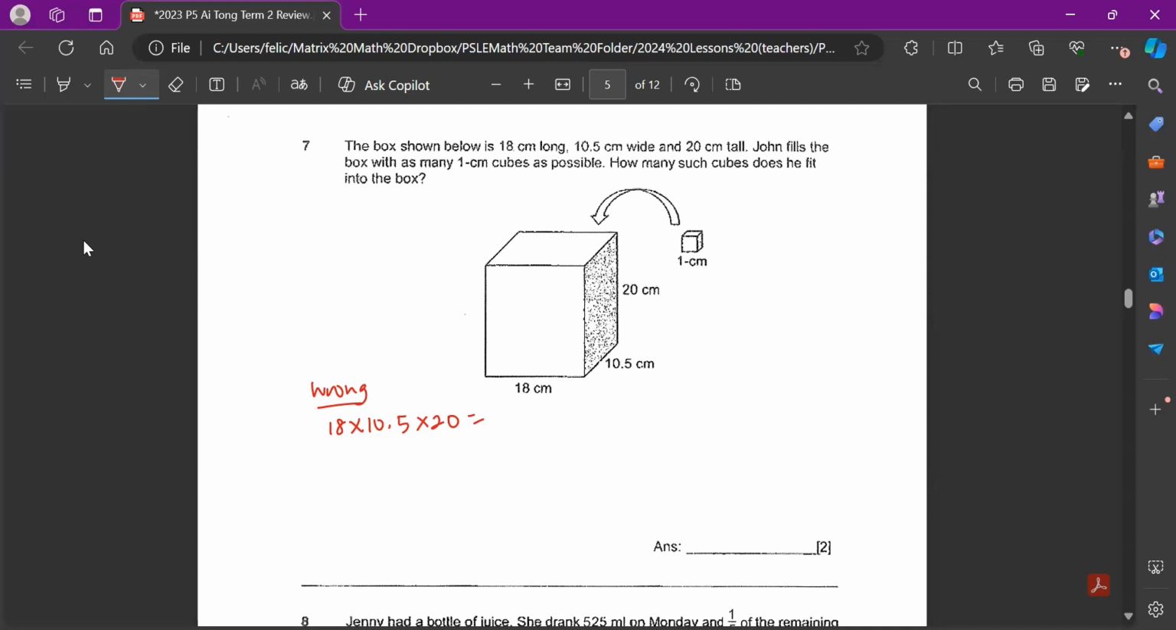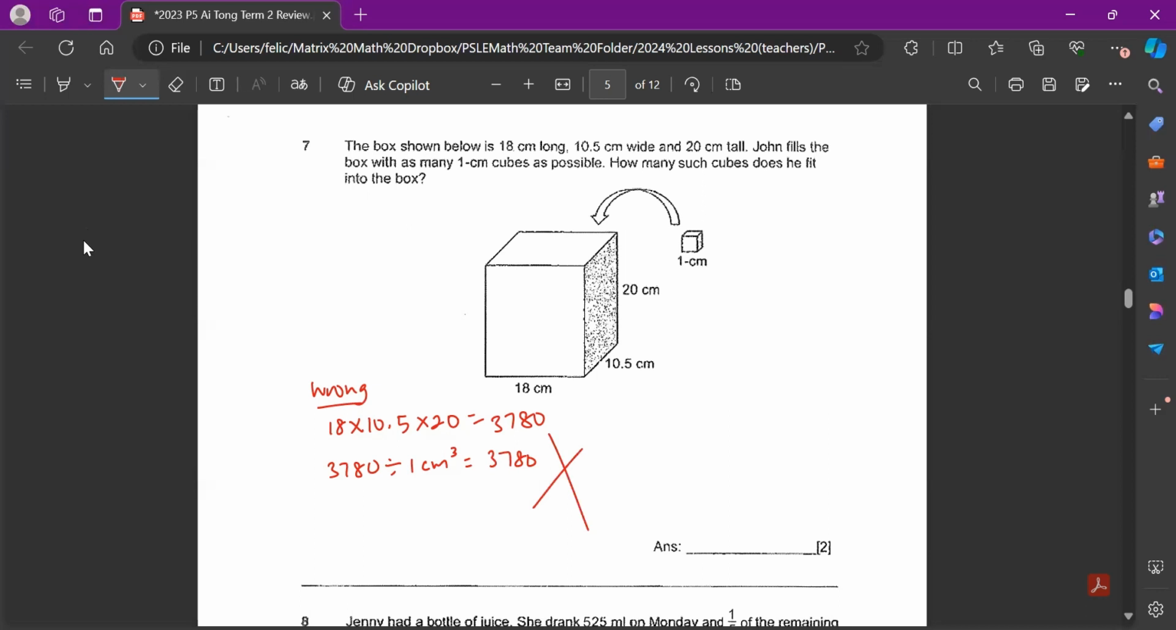Let me just calculate this quickly. Okay, 3780. Then after that, you take 3780 and divide it by 1 because they take 1 cm cubes, right? Actually, 1 times 1 times 1 is also 1 cm³. And you tell me the answer is 3780. So you cannot do it this way.